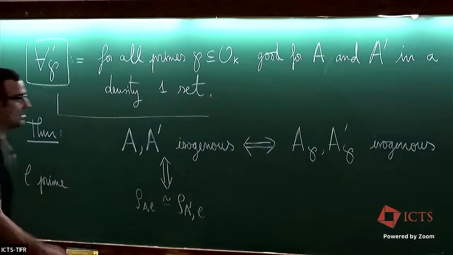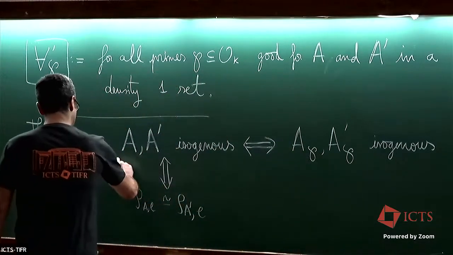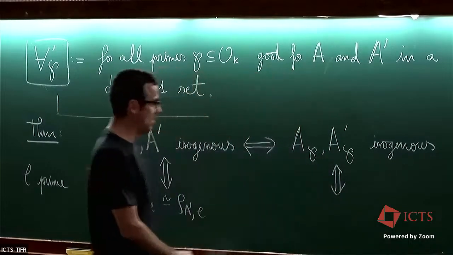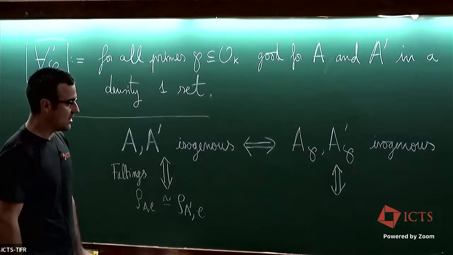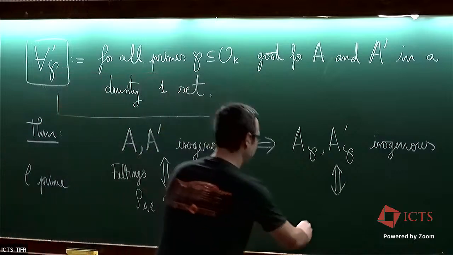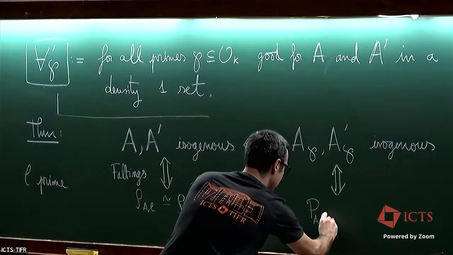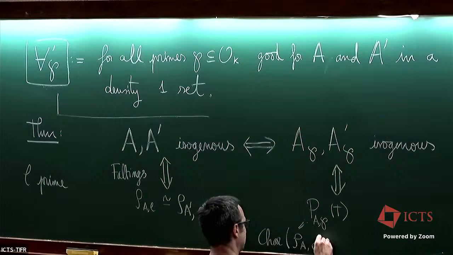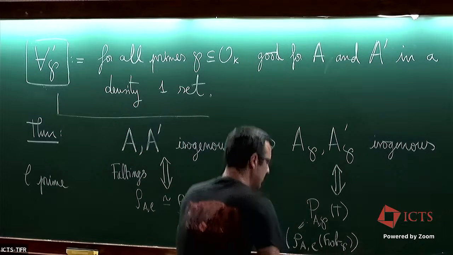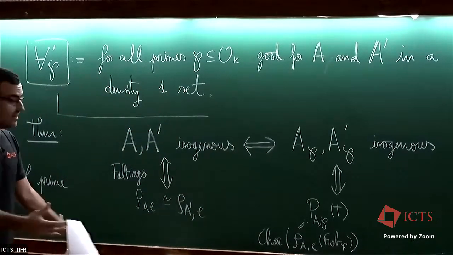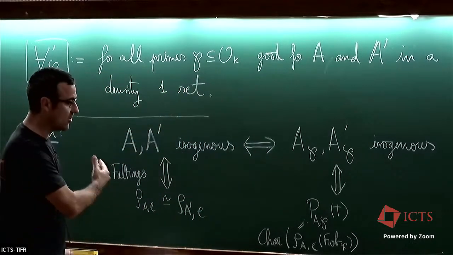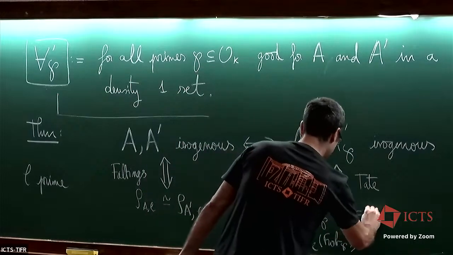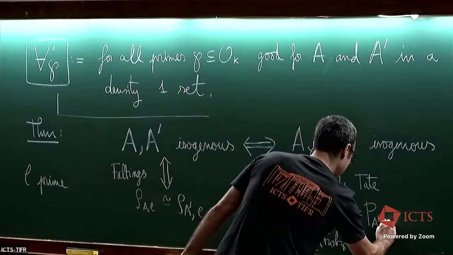Okay, so similarly on this side, we have a theorem of Tate that tells us that two abelian varieties over a finite field will be isogenous if the characteristic polynomials of Frobenius coincide. So let me denote by P sub A sub P the characteristic polynomial of Frobenius. This is a polynomial with coefficients in Q_l in principle, but in fact it has rational coefficients which are independent of the choice of the prime l. And Tate tells us that A_P and A_P prime will be isogenous if and only if the characteristic polynomials of Frobenius for A and A prime coincide.